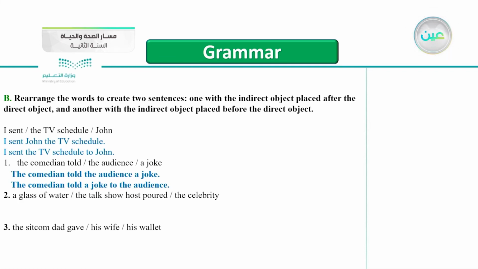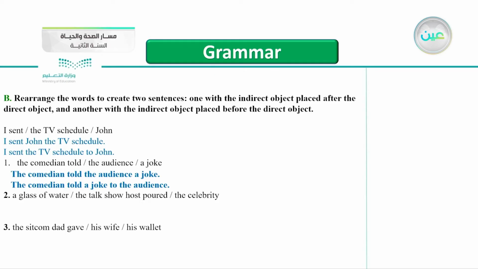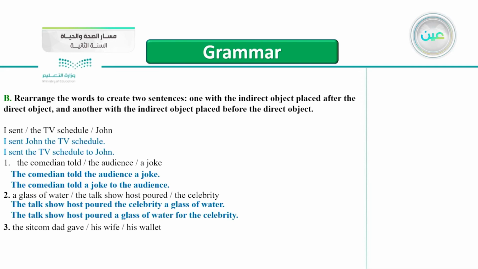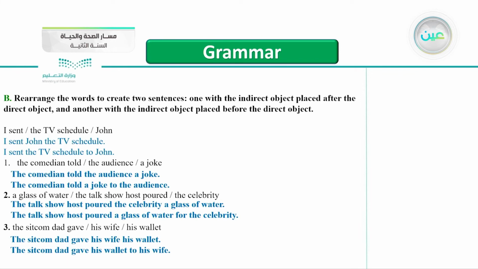Excellent. A glass of water, the talk show host poured the celebrity. So now you got the hang of it. Can you continue? Yes, that's correct. The talk show host poured the celebrity a glass of water. The talk show host poured a glass of water for the celebrity as a gesture, as a help to him. Number 3: the sitcom dad gave his wife his wallet. Yes, the sitcom dad gave his wife his wallet. The sitcom dad gave his wallet to his wife. So now we know that his wife here is the indirect object.